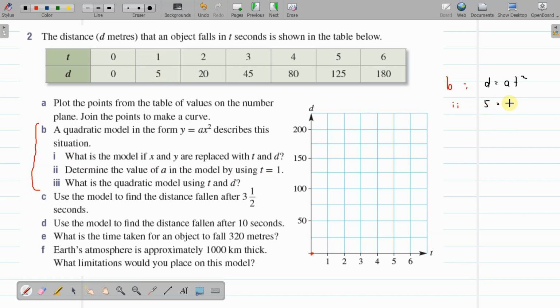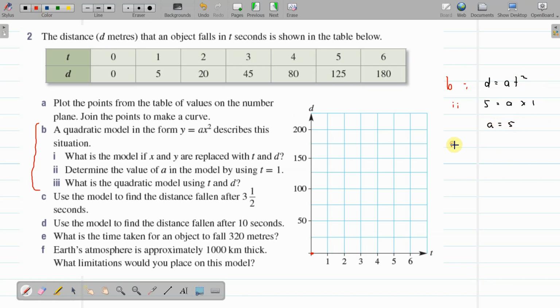5 equals A times T. Oops, sorry, forgot. We know what T equals. It's 1. That's what it says there. T equals 1. A times 1. 1 squared is 1. 5 equals A times 1, so A's got to equal 5.